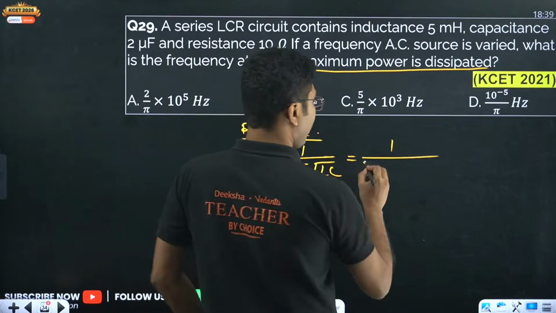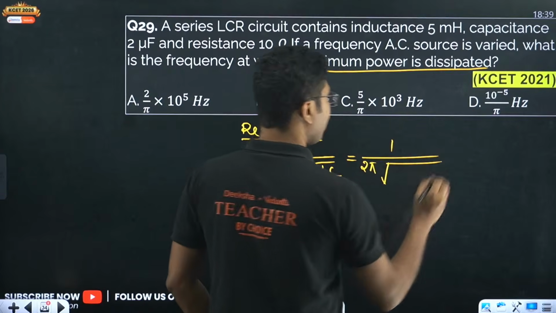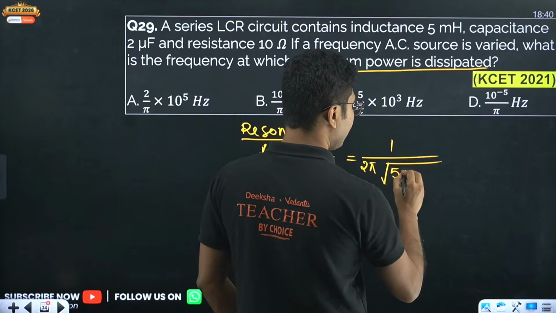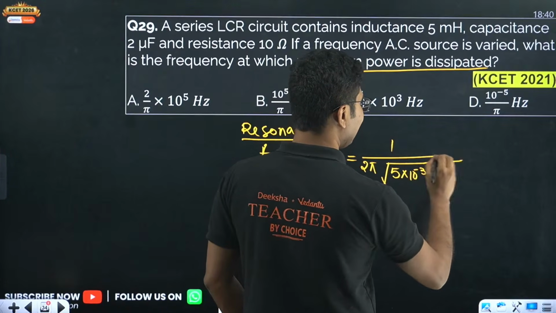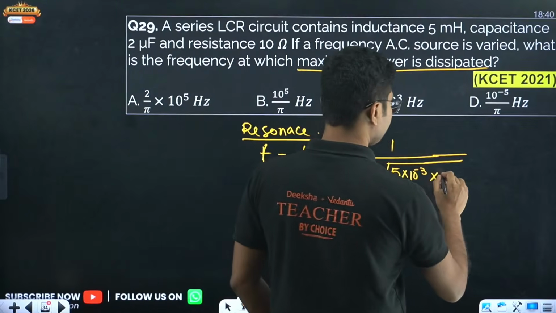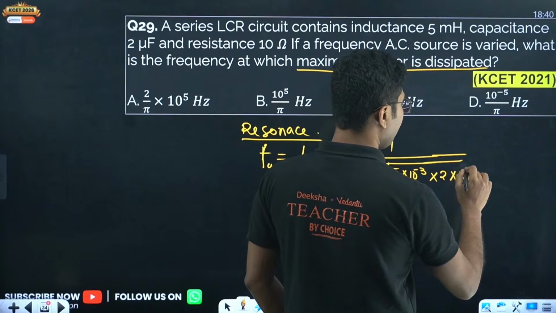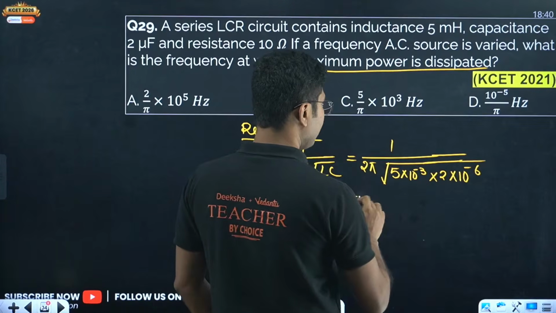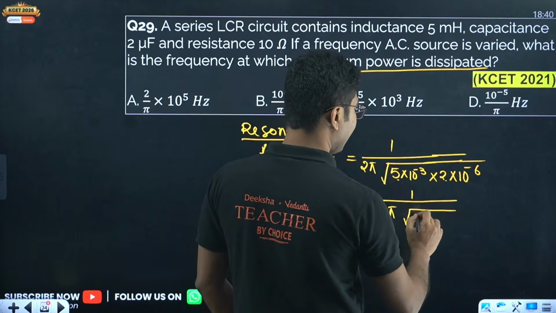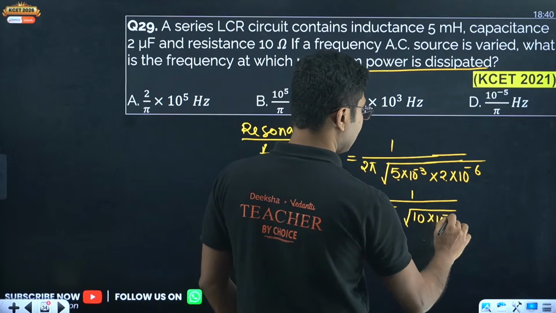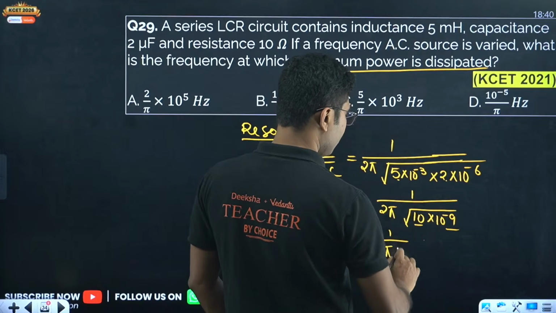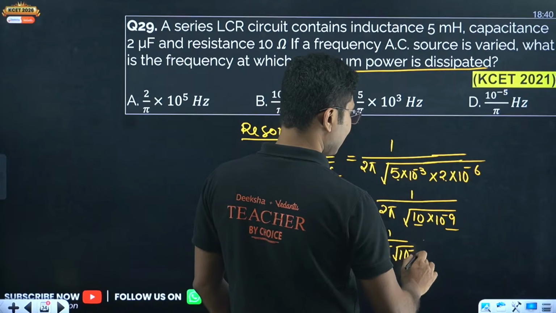Okay, so 2 pi square root of L, which is 5 millihenry, so 5 into 10 to the power of minus 3, and capacitance is 2 microfarad, 2 into 10 to the power of minus 6. So it will be 2 pi square root of 5 into 2, 10 into 10 to the power of minus 9. So 10 into 10 to the power of minus 9 means 1 by 2 pi square root of 10 to the power of minus 8.